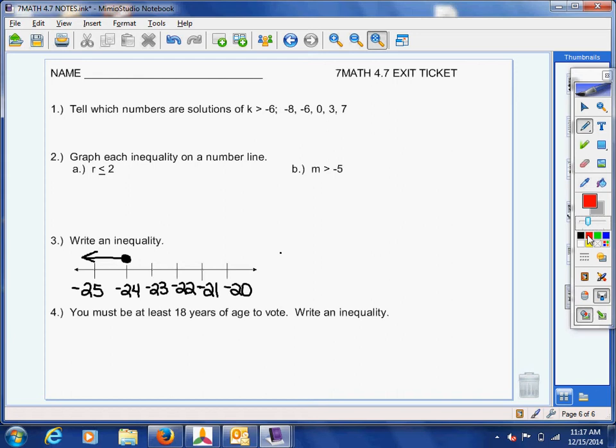Can we get some people who haven't been up yet? So, number 1, will you take care of number 1 for me? 2A, Blair, will you do that one for me? 2B, Avery, will you come up and do that one for me? Number 3, AC, will you do number 3 for me? And then number 4, Todd, will you do number 4 for me when you get that? You have plenty of time, no rush.